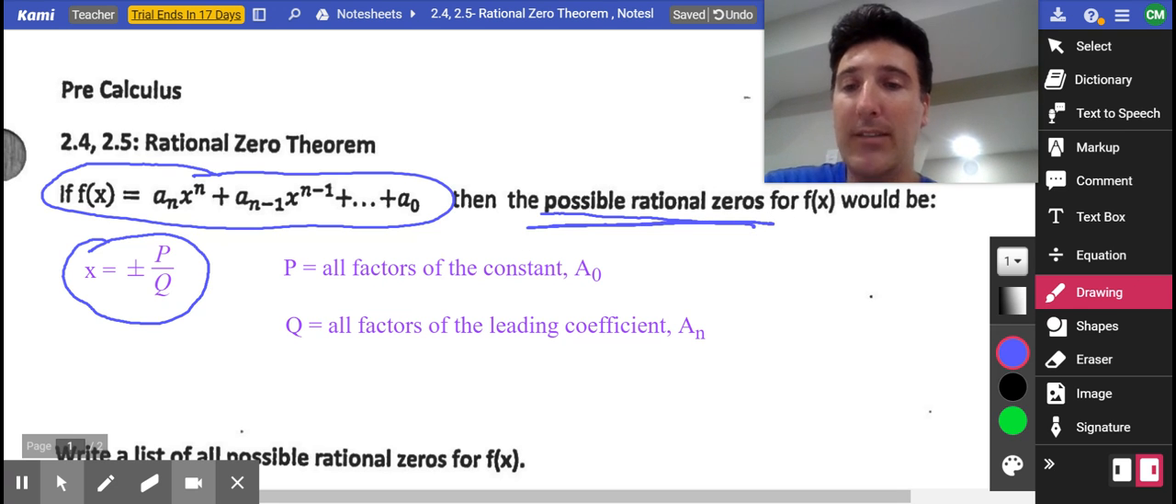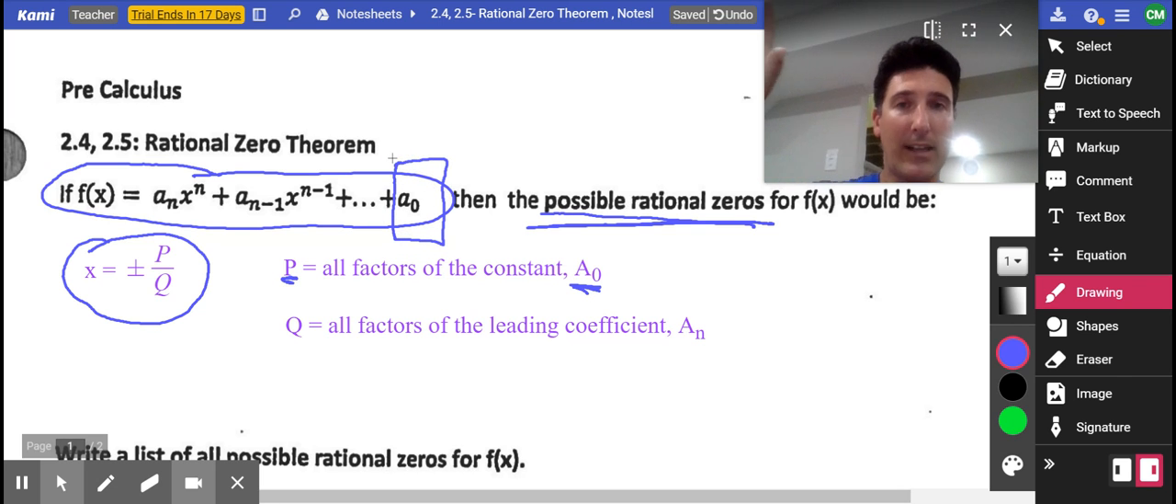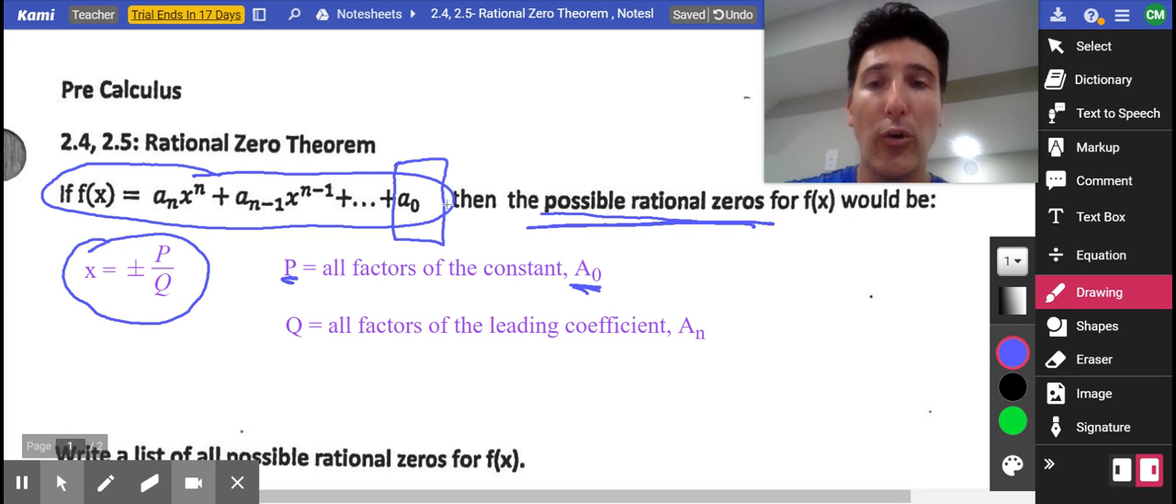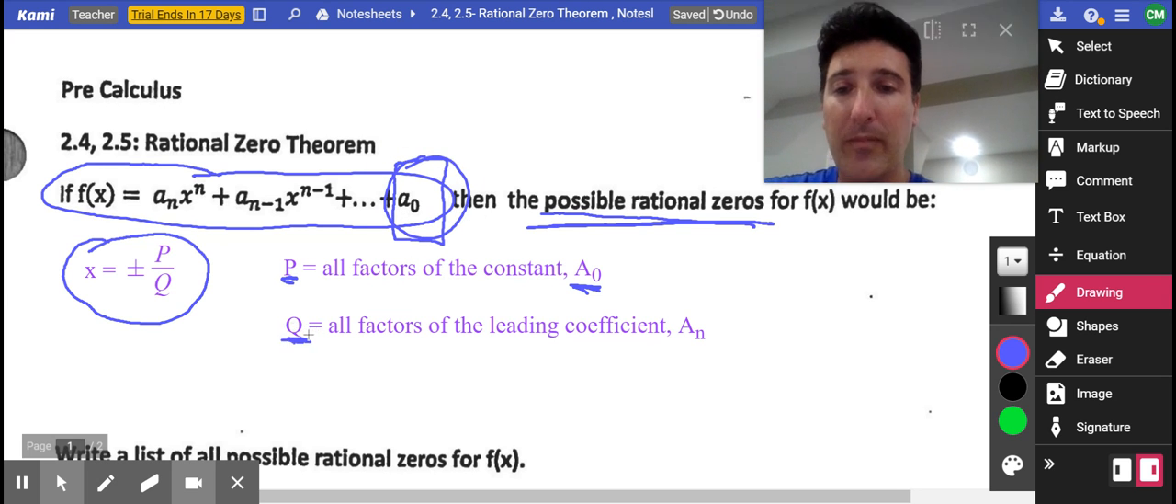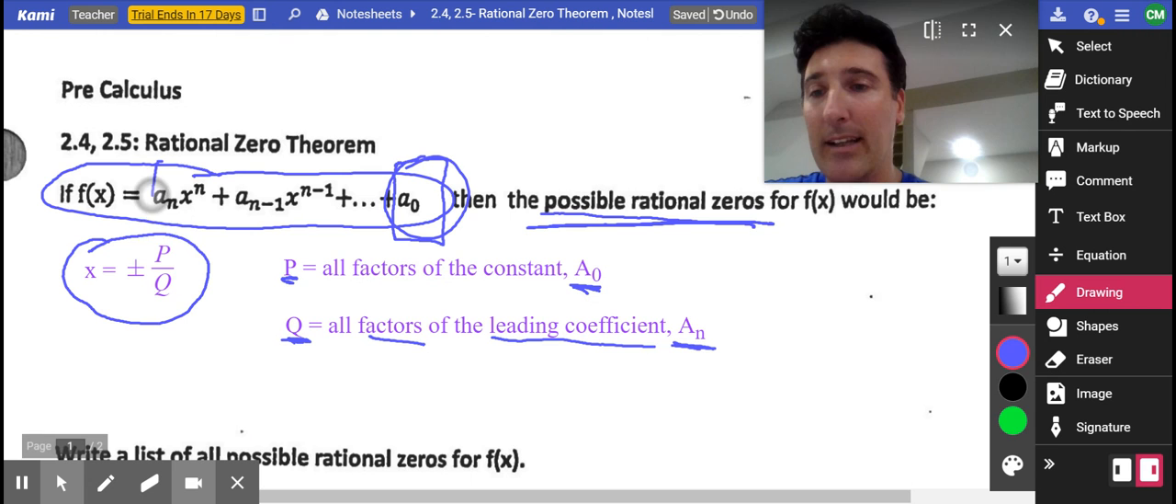And what that means is p is all factors of the constant, which is this a sub 0. When you list a polynomial out with the highest exponent first, like x to the third plus 3x squared plus 5x plus 2, 2 is this constant. And its only factors would be 1 and 2. This q is all the factors of the leading coefficient, which in this notation is a sub n.